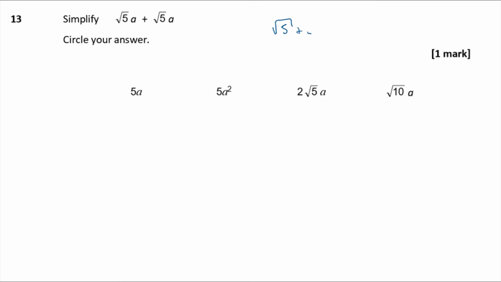So root 5 plus root 5, that's just 2 root 5. So root 5a plus root 5a is going to be 2 root 5a. It's going to be that one there.